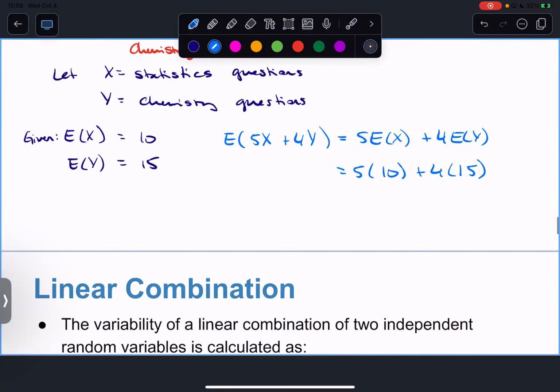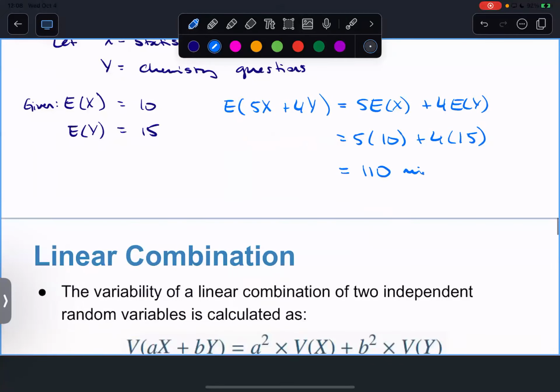All right. 50 plus 60 is 110. Sold. You would expect to spend 110 minutes on your homework, understanding that there's variability, right? Understanding that some take longer, some are shorter, but on average, which is the expectation, you would spend 110 minutes.